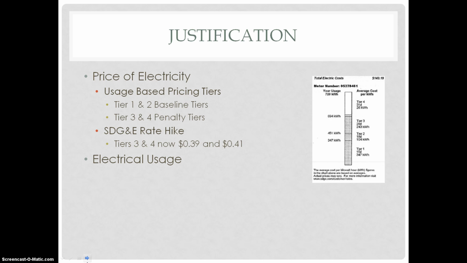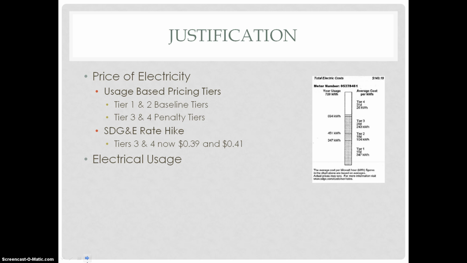The justification of installing a system is based upon the price of electricity. In San Diego, we have 4 pricing tiers for electricity, where Tier 1 and Tier 2 are your baseline tiers, which is your average usage tiers for most homes in San Diego. Tiers 3 and 4 are your penalty tiers for homes that are using higher amounts of electricity.